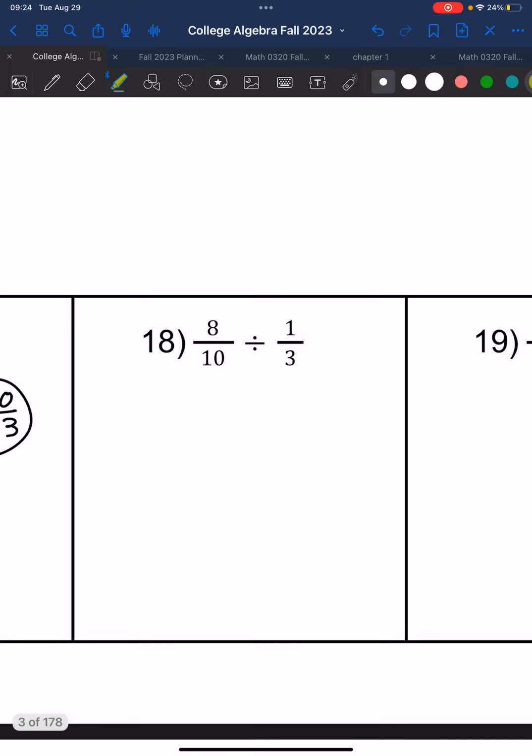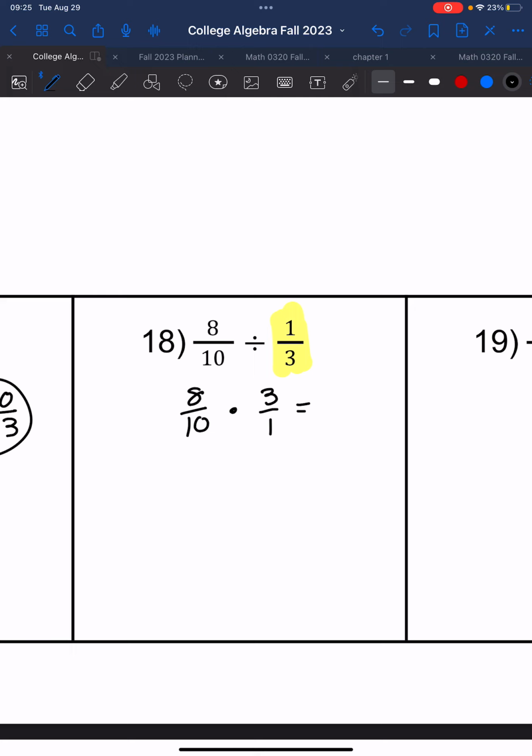Okay, again with 18, we take our second fraction, which is 1/3, and we are going to flip it. So 8 over 10 times 3 over 1. Remember, if we see a number over 1, that tells us that we could rewrite this as just a whole number 3. But since we are dealing with fractions and multiplication, it's easier to visualize this by leaving it in a fraction. So we're still multiplying the tops and then multiplying the bottoms.